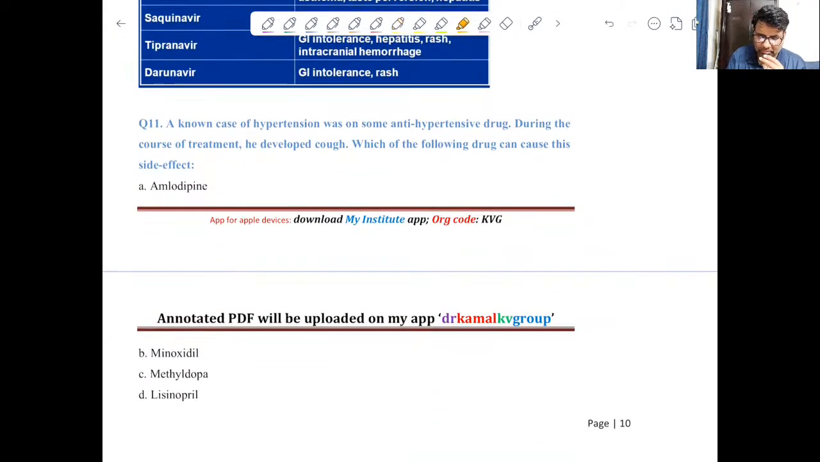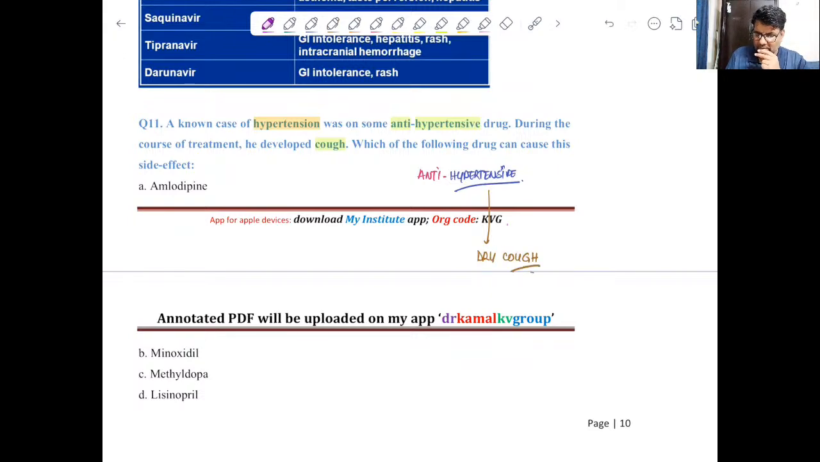Now next question. A patient of hypertension was taking some anti-hypertensive drug. So there is a known case of hypertension. He is taking some anti-hypertensive drug, but there is a complication, and that is cough. So which anti-hypertensive drug can produce dry cough as a complication? So any idea? So if we write it like this, anti-hypertensive leading to dry cough.